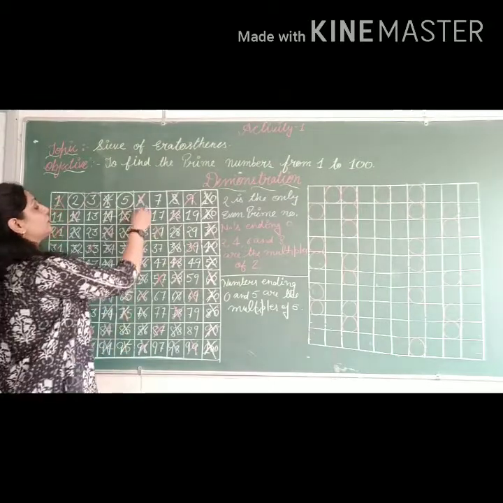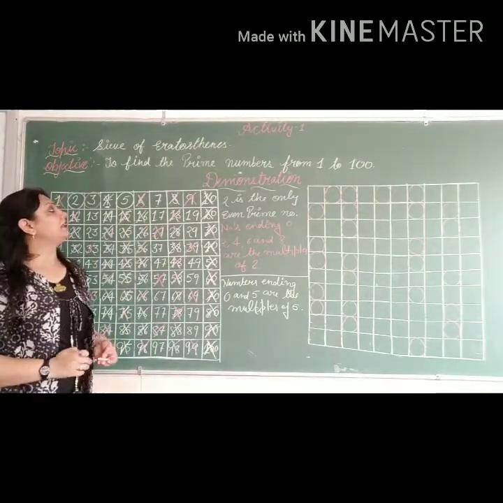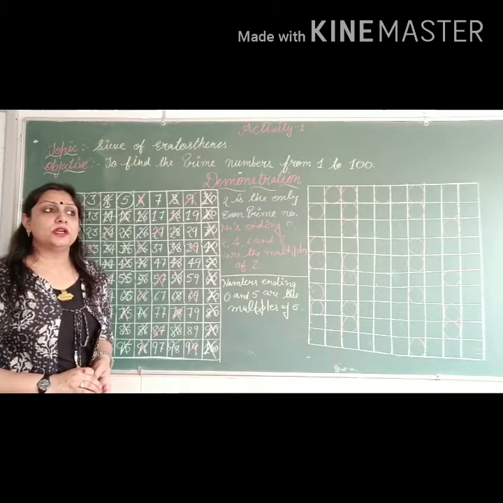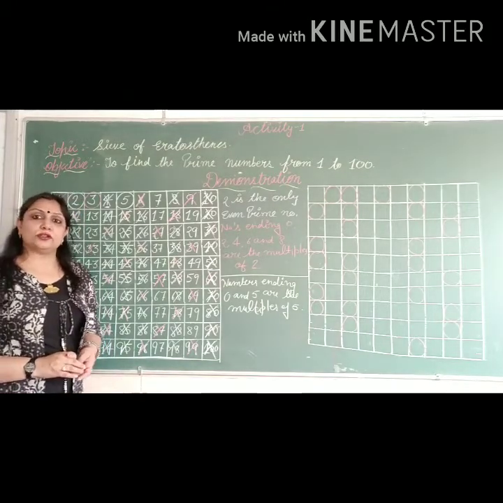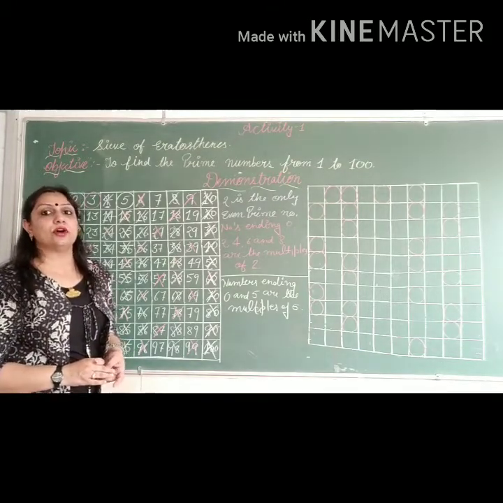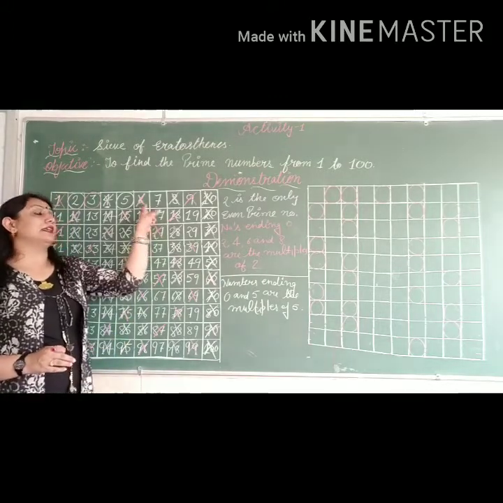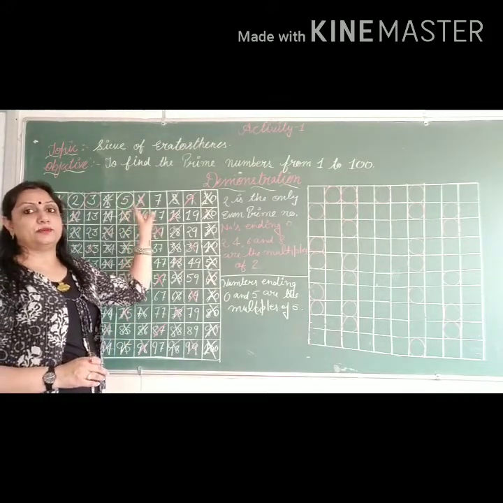Now it's the turn of number 6. We have already crossed it because it has more than 2 factors. 2 is also a factor of number 6 and 3 is also a factor of number 6. That's why we have already crossed it. It is a multiple of both 2 and 3.